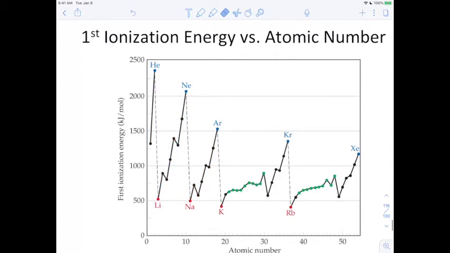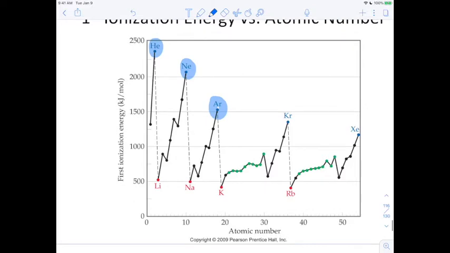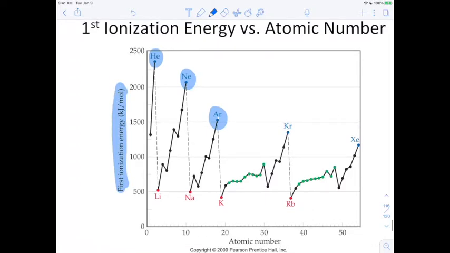Okay, so we see what we expect. We see that our small atoms up here at the top have the greatest ionization energy, listed here on the left-hand side. But there's also something else that we see, which is kind of weird. And those are these little baubles right here. So I want to talk to you about those.